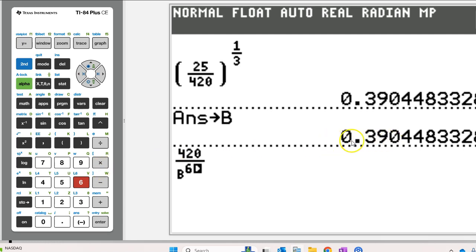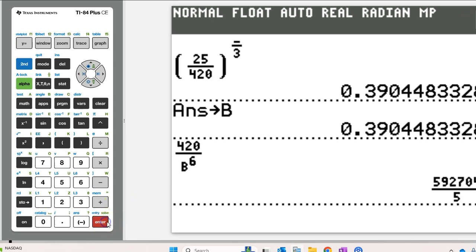Never use an abbreviated value. If you type in 0.3904, okay, a shortened value, your final answer is going to be off, and you are likely to lose a point because of a rounding error. Instead, store all of the many decimals into letter B, and then do 420 over B to the 6th power like this. And hit enter.